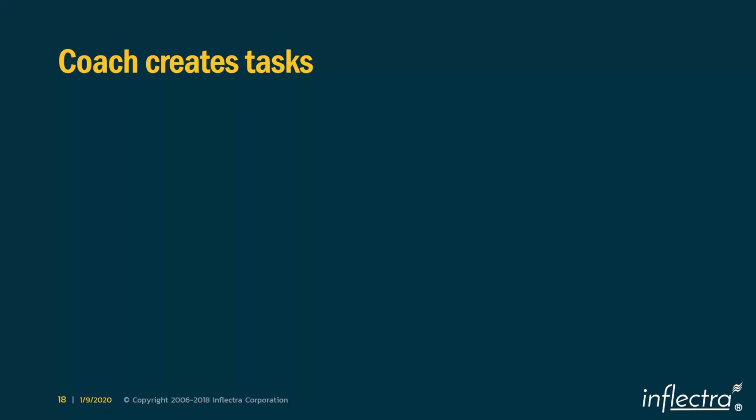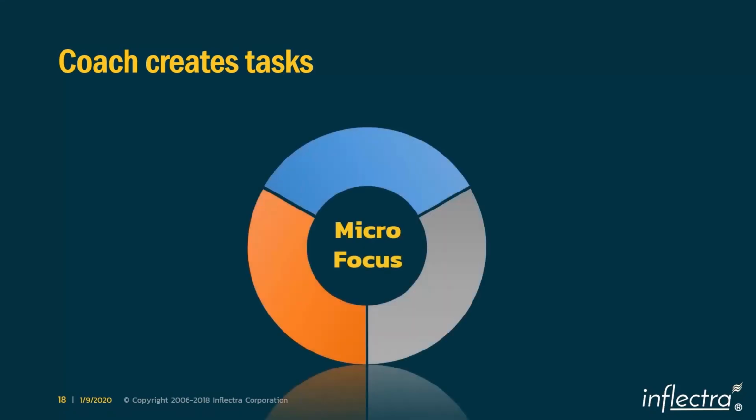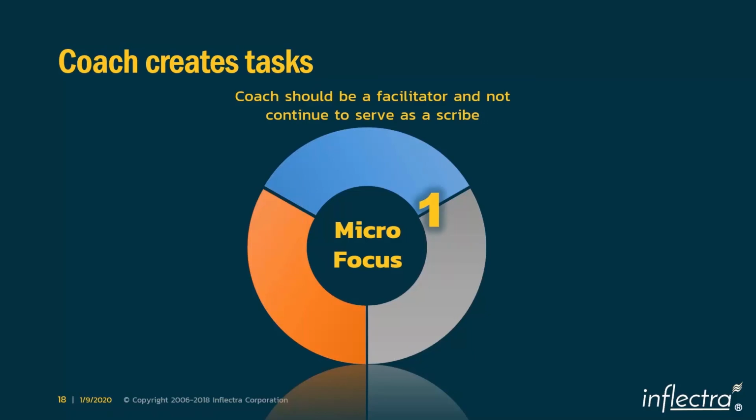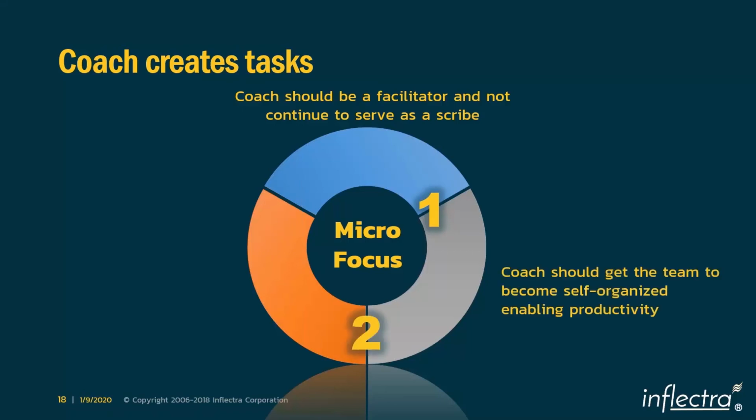Then the coach creates the actual task. And now this is taking a micro focus. The coach is supposed to be the facilitator, mentoring the team and guiding the team. But if the coach actually starts creating the tasks themselves as a scribe, once or twice is fine, but doing it consistently is not necessarily good. If that happens, the coach is not becoming a facilitator. As a result, the coach becomes more like a scribe. And that does not work very well for many reasons, because if the coach does this, the team does not become self-organized.